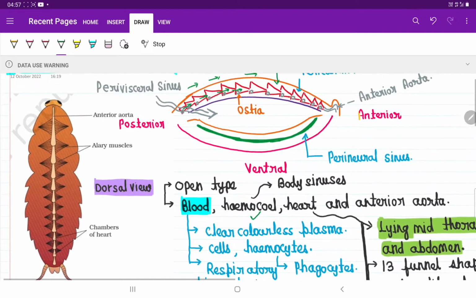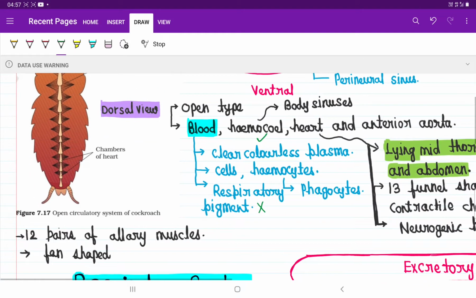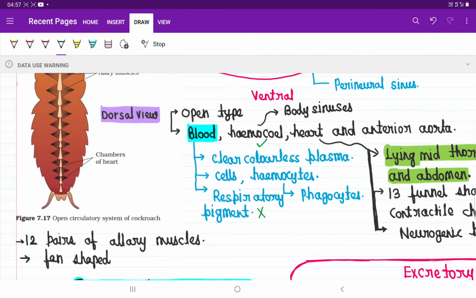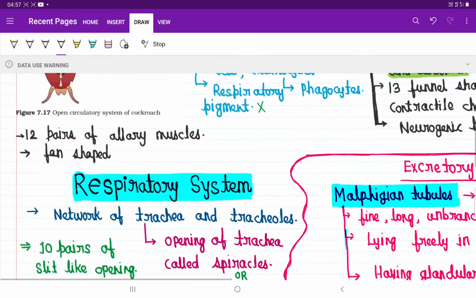And this whole body cavity, I mean the heart chambers, their contraction is controlled by a muscle that is hand-fan shaped, and this muscle is called alary muscle. The contraction and relaxation of this alary muscle, of which there are 12 pairs, controls all kinds of movement in the heart that causes flow of blood here. This is the circulatory system.